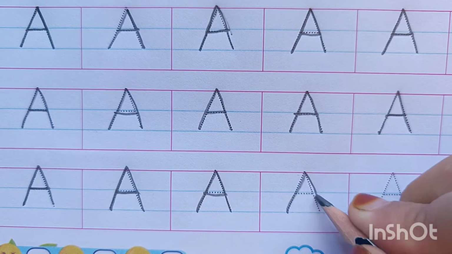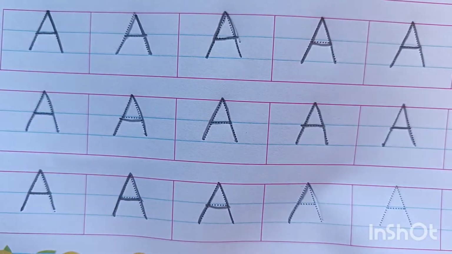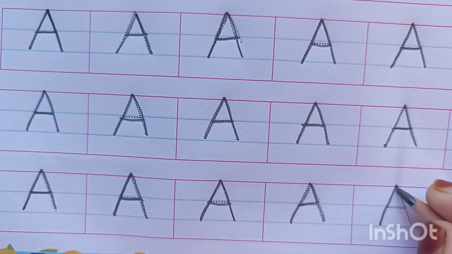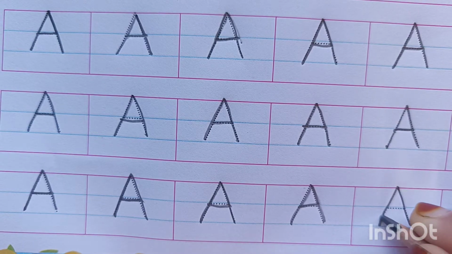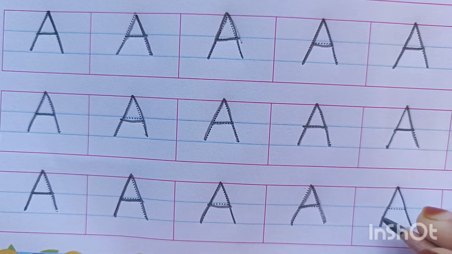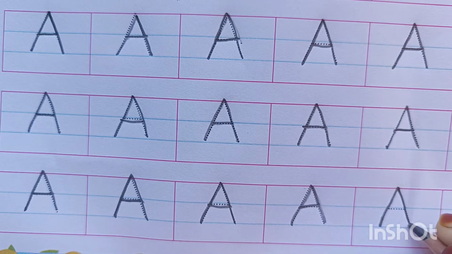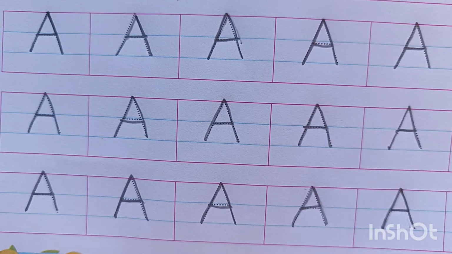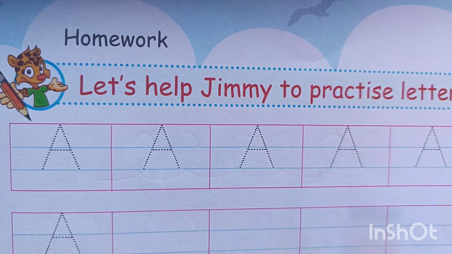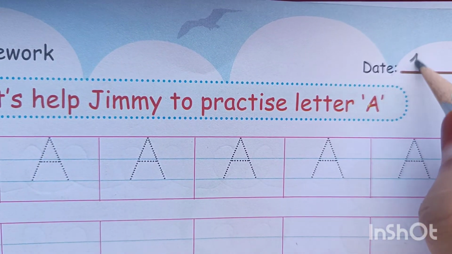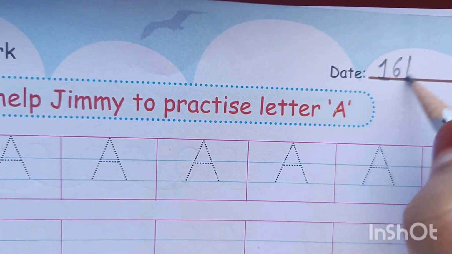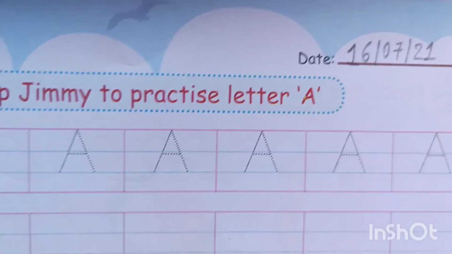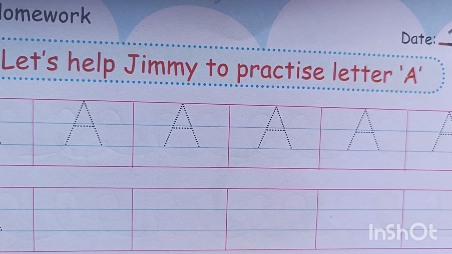I hope children, by now you have learned how do we write A. So we write A. First we draw a right slanting line, then a left slanting line and a sleeping line. There are 3 lines. Now children, here again you will write today's date, 16 July 2021. Now let's help Jimmy to practice letter A.